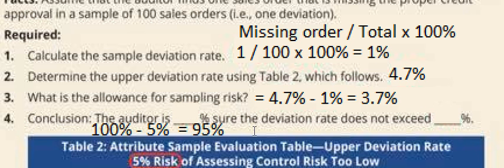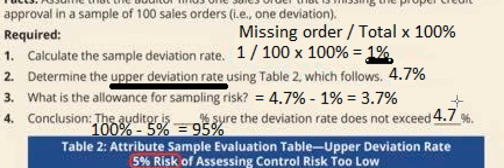And we can say that we are 95% sure the deviation rate does not exceed 4.7%, because 4.7% is the upper deviation rate, but we calculated only 1%. That's why the number is never above 4.7%. That's it, the end.